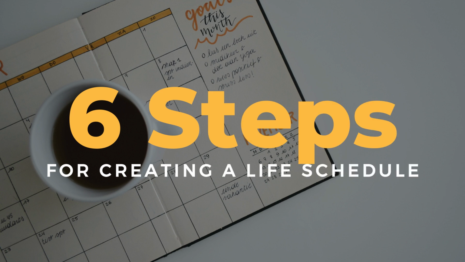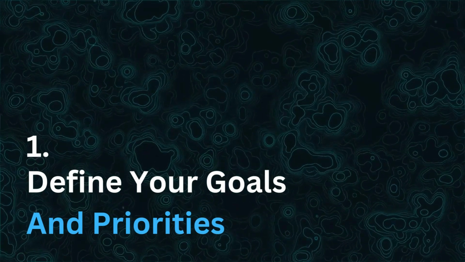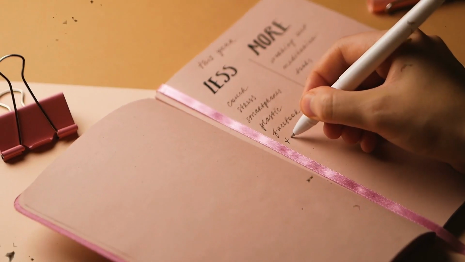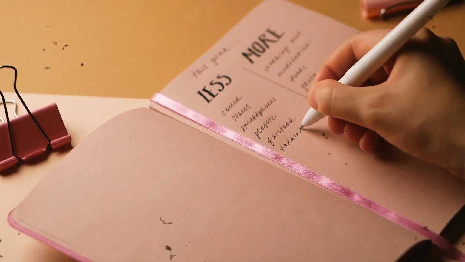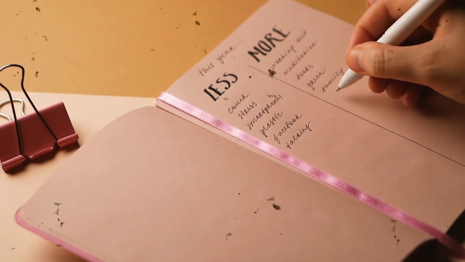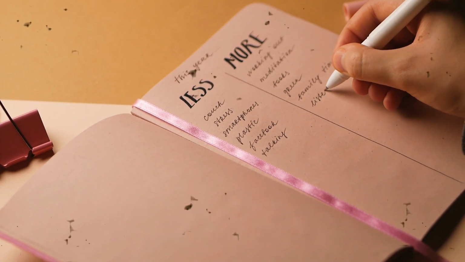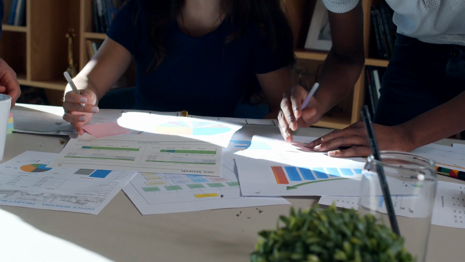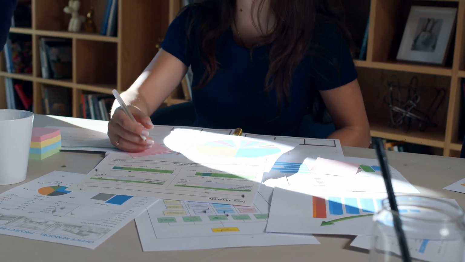Here are the 6 steps for creating a life schedule. Step 1. Define your goals and priorities. When it comes to creating a life schedule, the first and most important step is to define your goals and priorities. Take some time to reflect on what truly matters to you and what you want to achieve in different areas of your life.